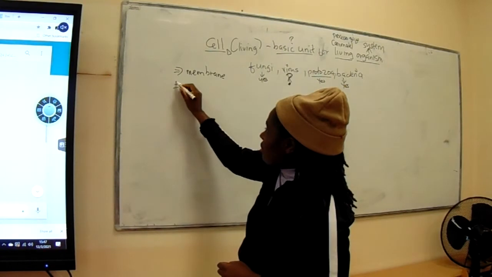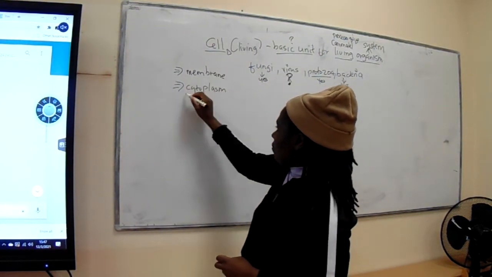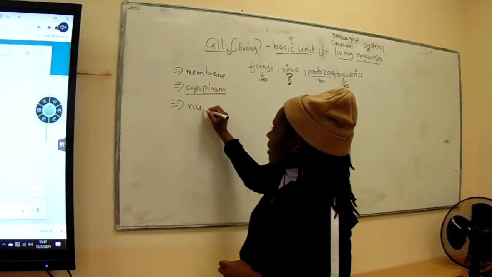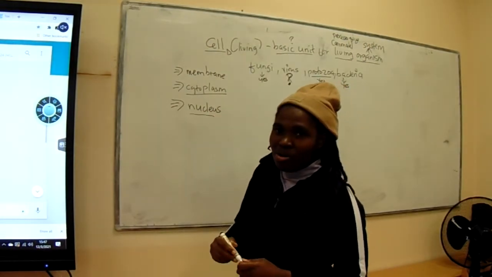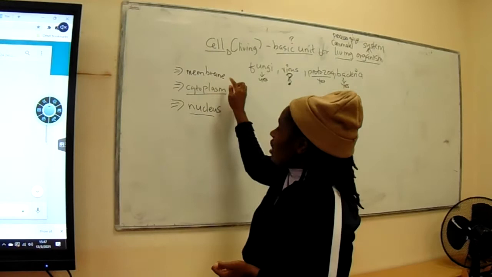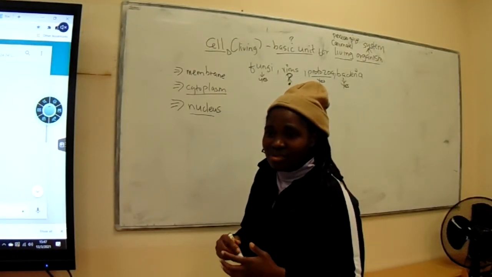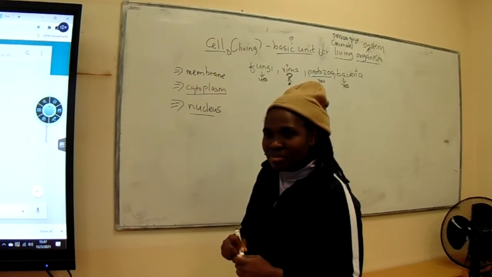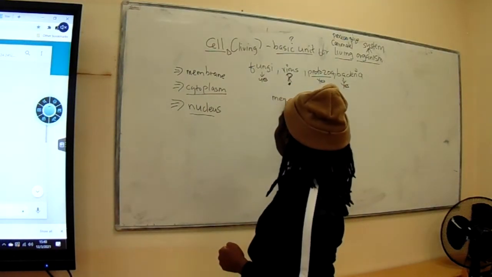It is supposed to have cytoplasm. Very key. It is supposed to have a nucleus. Okay. Now we need to understand, why is it supposed to have a membrane? The membrane defines it, doesn't it? Because if it doesn't have a membrane, then there's nothing.